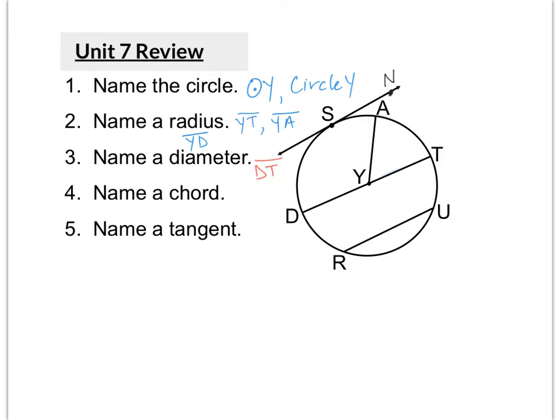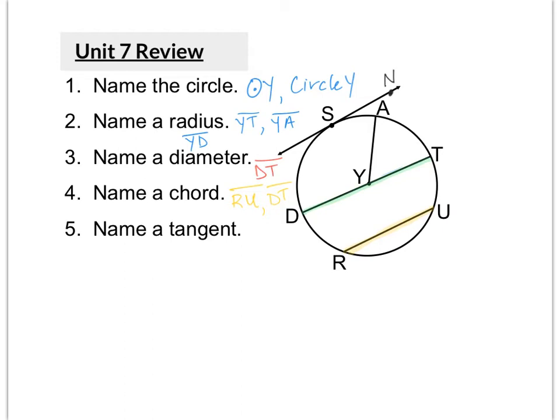Next we have chord. So a good example of a chord is down here, RU. Chords have to have both endpoints on the circle. So segment RU is a good chord. Now technically segment DT is also a chord. It's just that this is a special chord because it's the diameter going through the center. But it would be considered a chord as well.